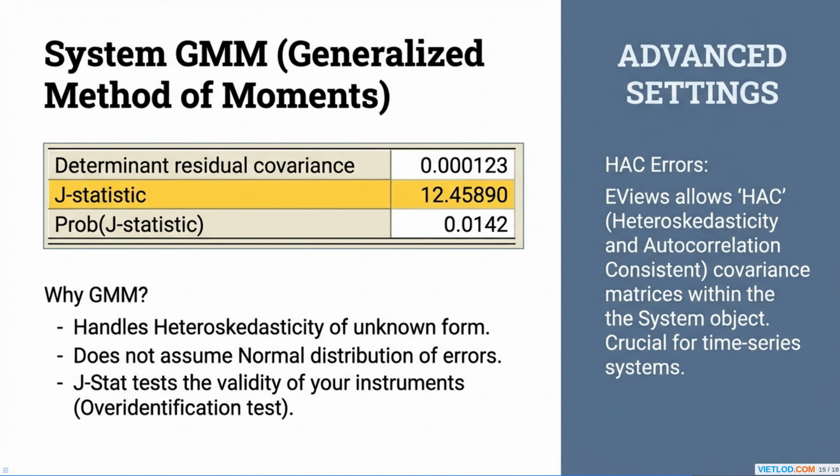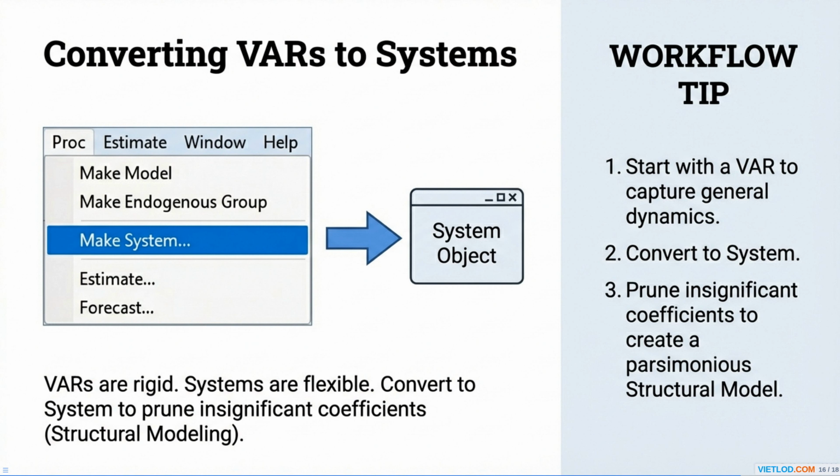Finally, GMM provides a built-in specification test, the J statistic. This tests the validity of your instruments, an over-identification test. In the output shown, the J statistic is 12.45890 with a p-value of 0.0142. If the p-value is high, you fail to reject the null hypothesis that your instruments are valid, which is a good result. For example, at a 1% significance level, this p-value is greater than 0.01, so we would not reject the validity of our instruments. However, at a 5% level, we would reject it. This highlights the importance of interpreting the J-stat in the context of your chosen significance level.